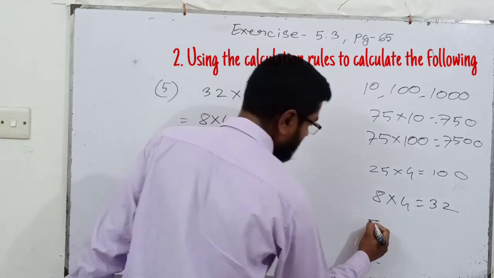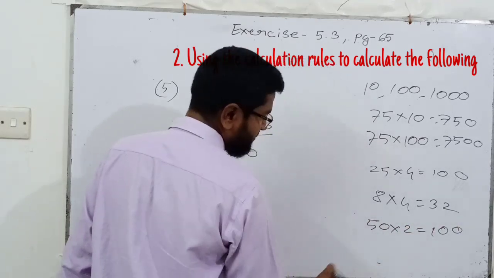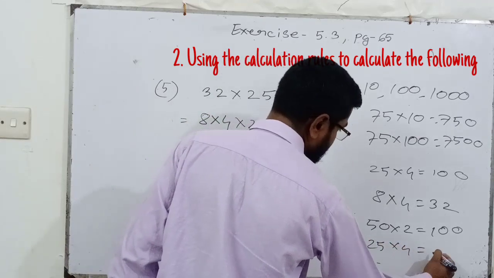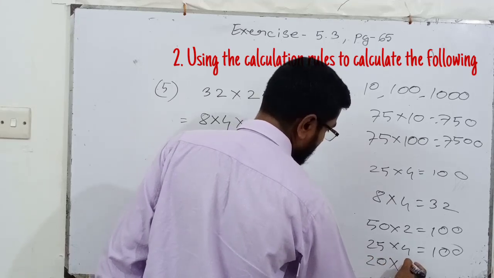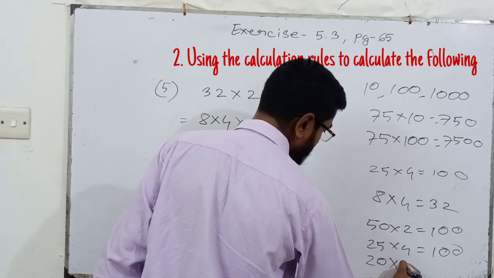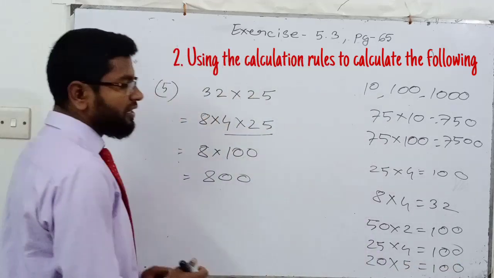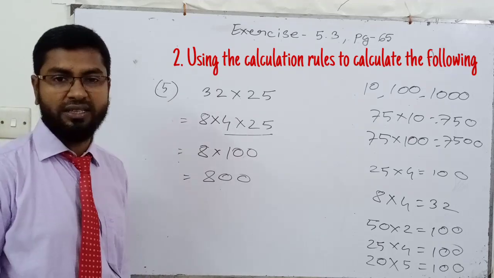If there is 50, I know 50 multiply 2 becomes 100. If there is 25, multiply 4, it becomes 100. If there is 20, if I multiply 5, it becomes 100. I know the process to make it 100. Addition also we need to think about sometimes.